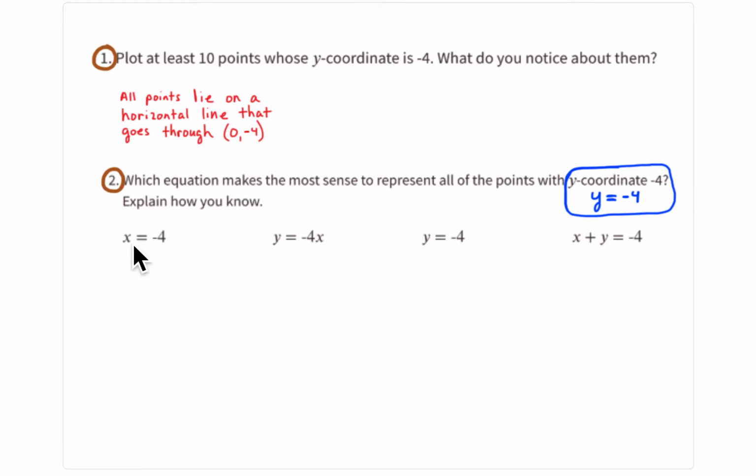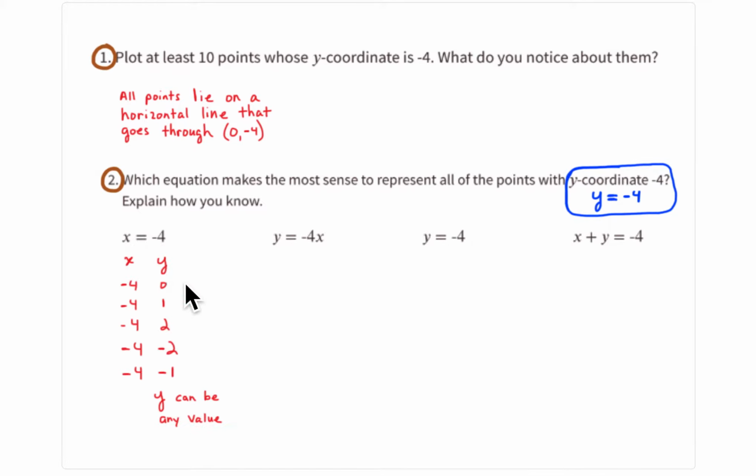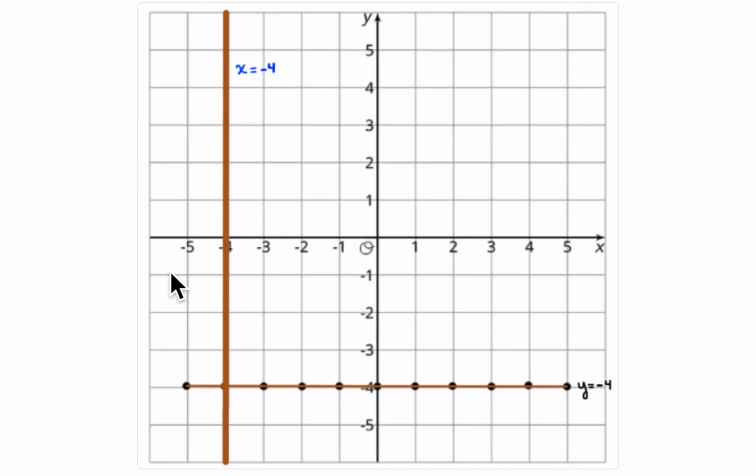In the first example, x equals -4. So just plug in some values for y. X is always -4, so y can be anything. So in this case, wherever you move along the y-axis, you're always going to end up at x equals -4. So you usually go to the x-coordinate first. So you always go to -4, and then you can go anywhere in the vertical direction to end up at a point that's on this line. And that line looks like this.